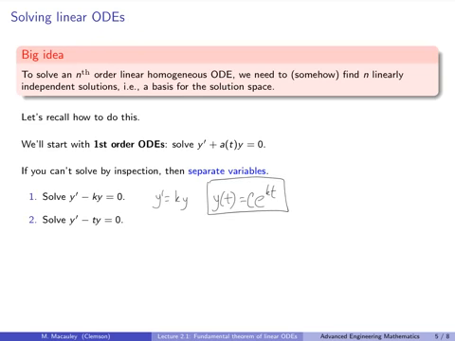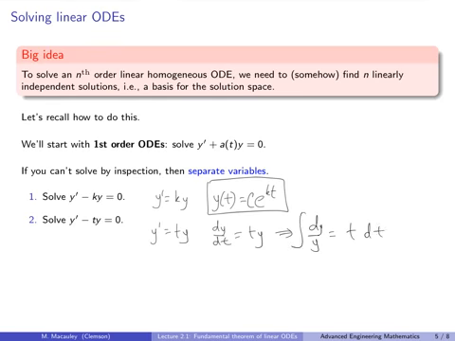For the second example, you might be able to do this by inspection, but probably not. Or even if you can, it takes some hard thought, so it's better to just separate variables. So I'm going to write this as y prime equals ty. And remember how to do this. So we write dy dt equals t times y. And by separating variables, that means we put all the t's on one side and all the y's on the other. So I'm going to write this as dy over y equals t dt.